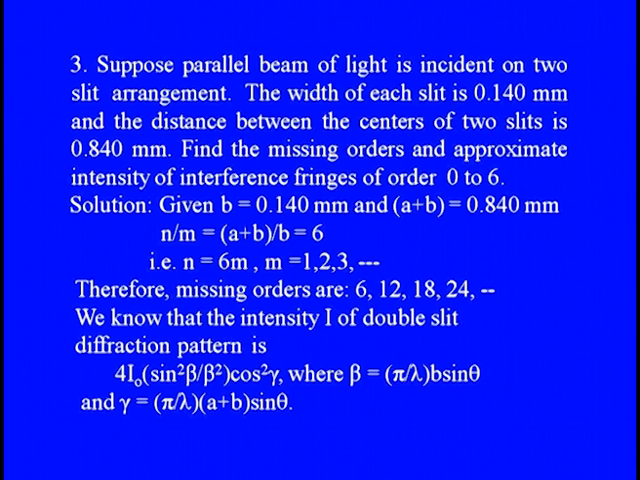We know that the intensity I of the double slit diffraction pattern is 4 I naught sin square beta by beta square into cos square gamma, where beta is equal to pi by lambda into b sin theta and gamma is equal to pi by lambda into a plus b sin theta. We have already discussed these expressions while discussing the diffraction pattern of double slit.